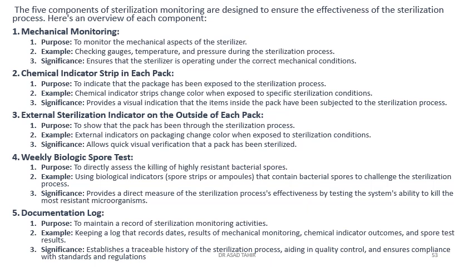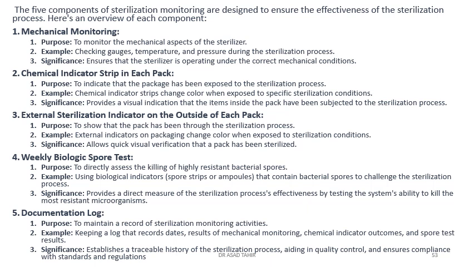Chemical indicator strip in each pack. Purpose: to indicate that the pack has been exposed to the sterilization process. Example: chemical indicator strips change color when exposed to specific sterilization conditions. Significance: provides a visual indication that the items inside the pack have been subjected to the sterilization process. External sterilization indicator outside of each pack. Purpose: to show that the pack has been through the sterilization process. Example: external indicators on packaging change color when exposed to sterilization conditions. Significance: allows quick visual verification that a pack has been sterilized.